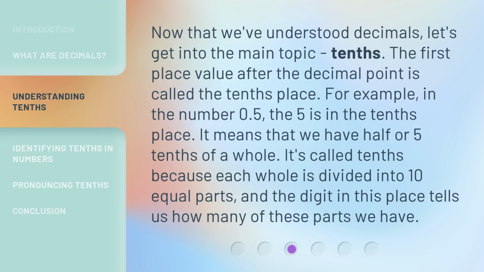Now that we've understood decimals, let's get into the main topic, tenths. The first place value after the decimal point is called the tenths place. For example, in the number 0.5, the 5 is in the tenths place. It means that we have half or 5/10 of a whole. It's called tenths because each whole is divided into 10 equal parts, and the digit in this place tells us how many of these parts we have.